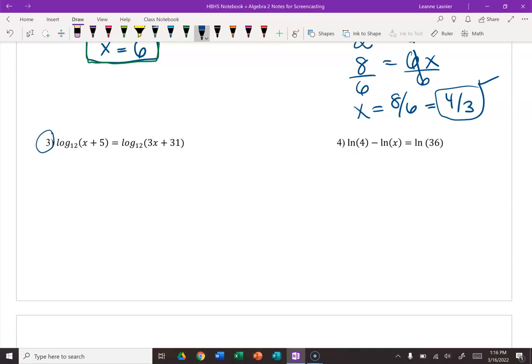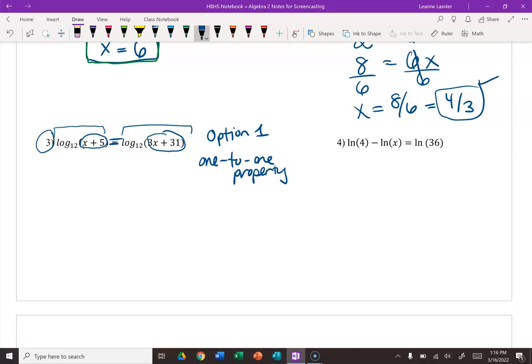This again is like an option 1 because each of the terms has a logarithm. So what we're going to do is take the inputs and set them equal to each other. We're going to skip to step 2 again because step 1 was already done. We're basically using the one-to-one property again, which tells us that if these outputs are equal to each other, which is what the equation's saying, then the inputs must be equal. So we'll set x plus 5 equal to 3x plus 31. And then I will just solve for x.